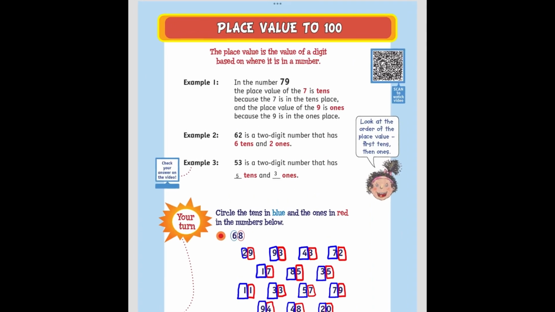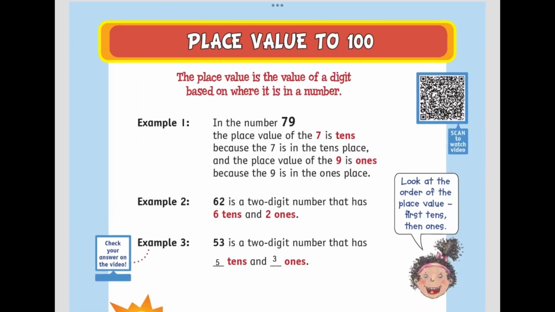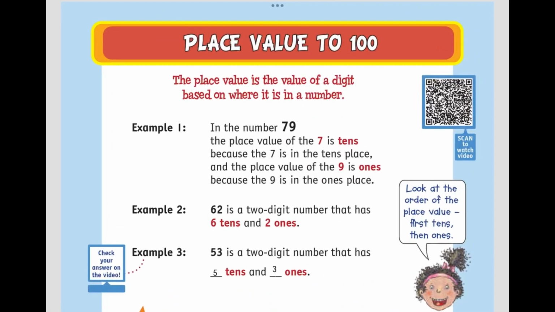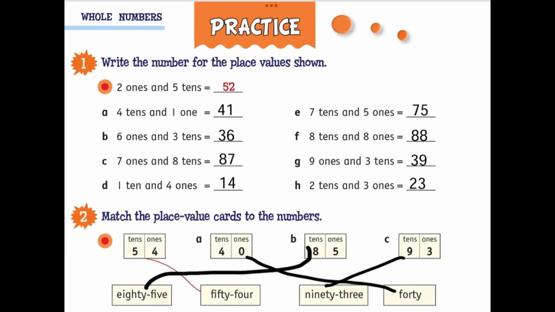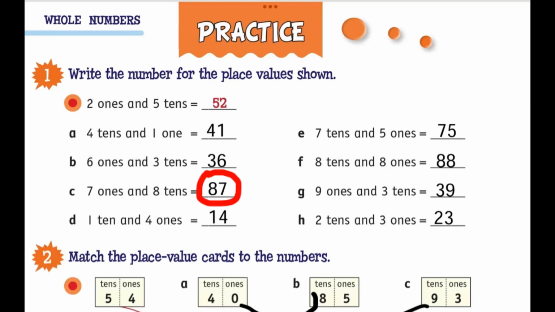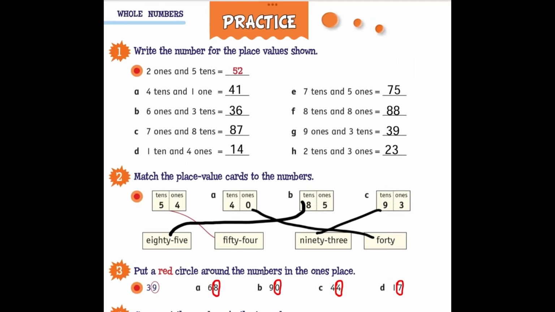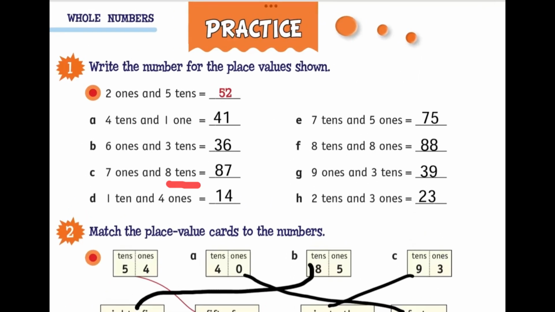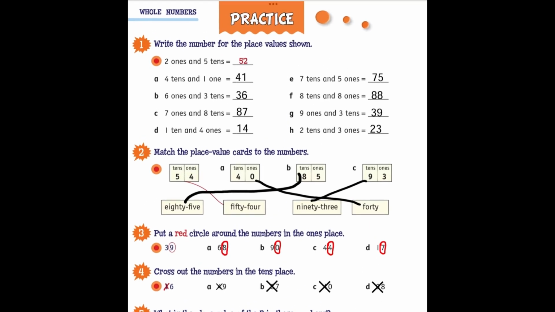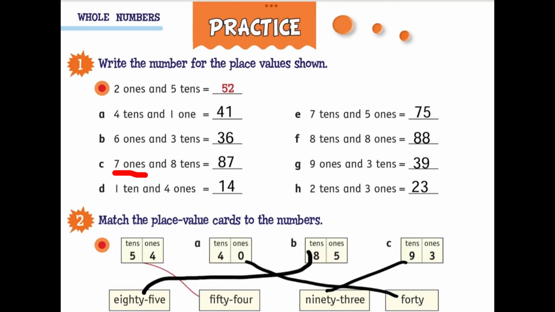I practiced place value to 100. The place value is the value of a digit based on where it is in a number. For example, 87 is a two-digit number that has 8 tens and 7 ones. In the number 87, the place value of the 8 is tens because the 8 is in the tens place. The place value of the 7 is ones because the 7 is in the ones place. 87.